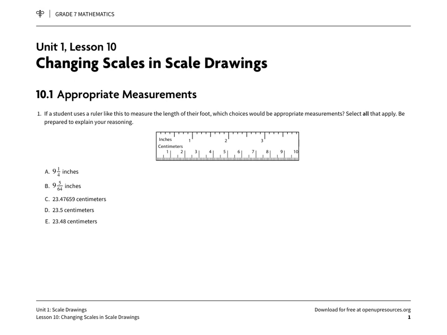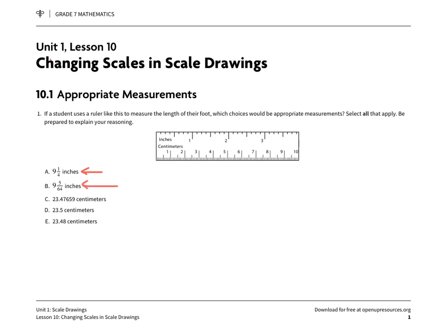It's asking if a student uses a ruler like this to measure the length of their foot, which choices would be appropriate measurements? Select all that apply. So we're looking at the specifics of each of these different measurements. Could a student measure his foot or her foot to be 9¼ inches? How about 9 5/64 inches?